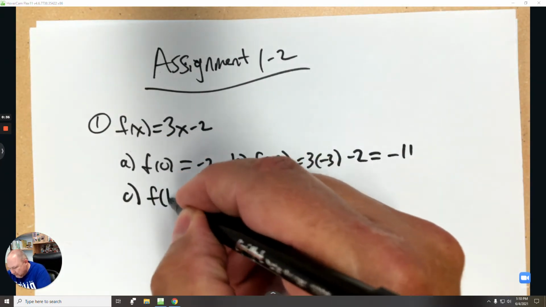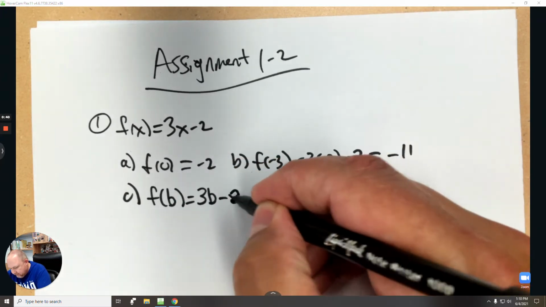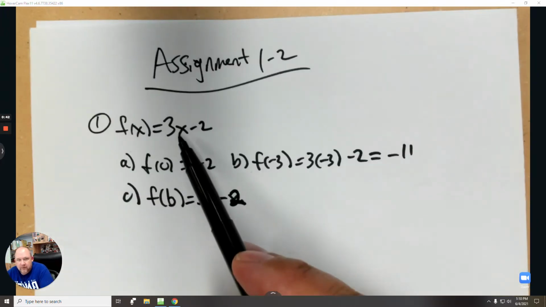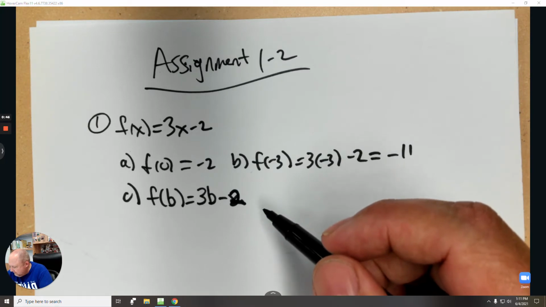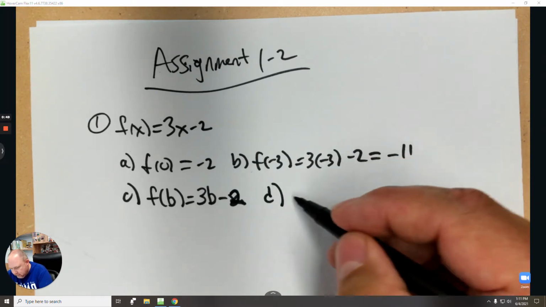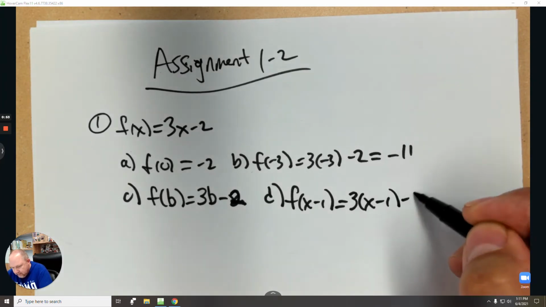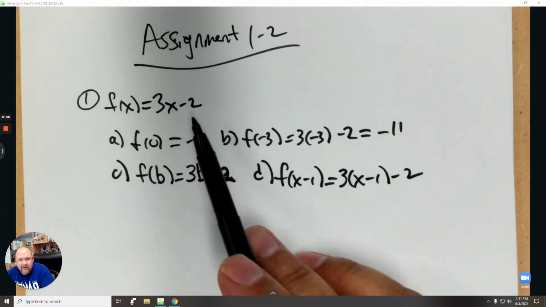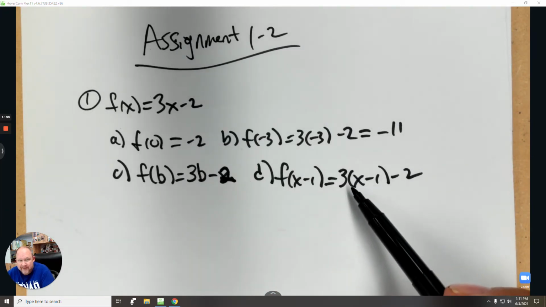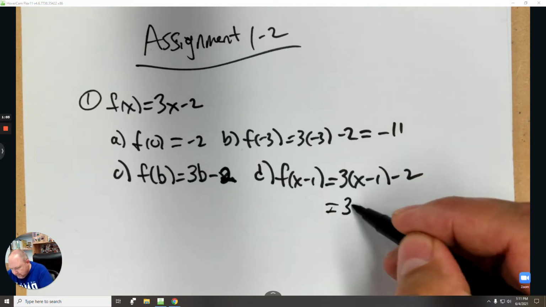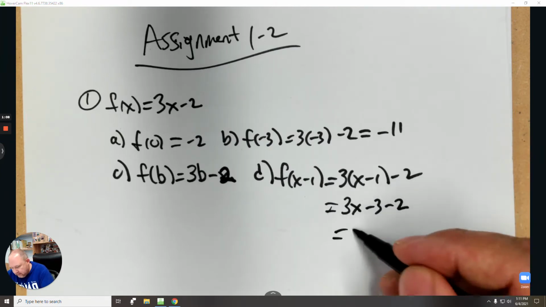F at b, what does that mean? That just means put in b instead of x. Haha, that should be a 2. So put in b, so it becomes 3b, take away 2. And then d, x minus 1. Now obviously whenever you do a substitution, put in parentheses and then put what you're substituting inside the parentheses. You can distribute here 3 times x and 3 times -1, so this is 3x subtract 5.